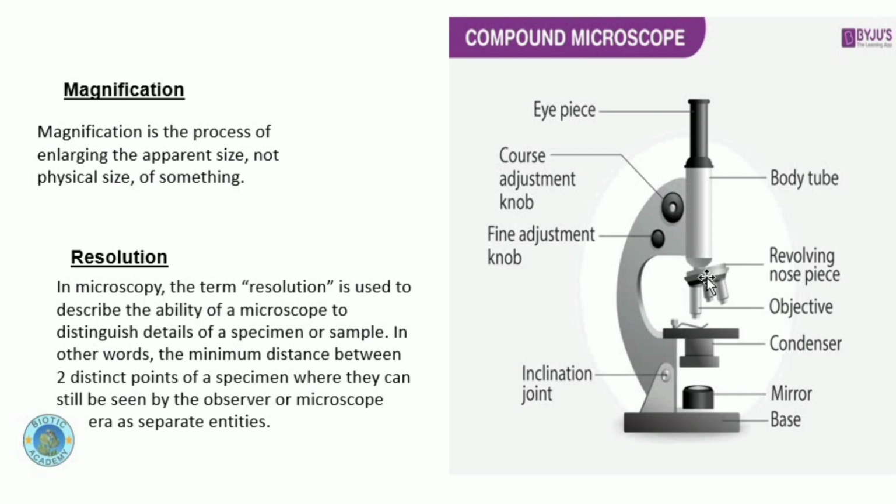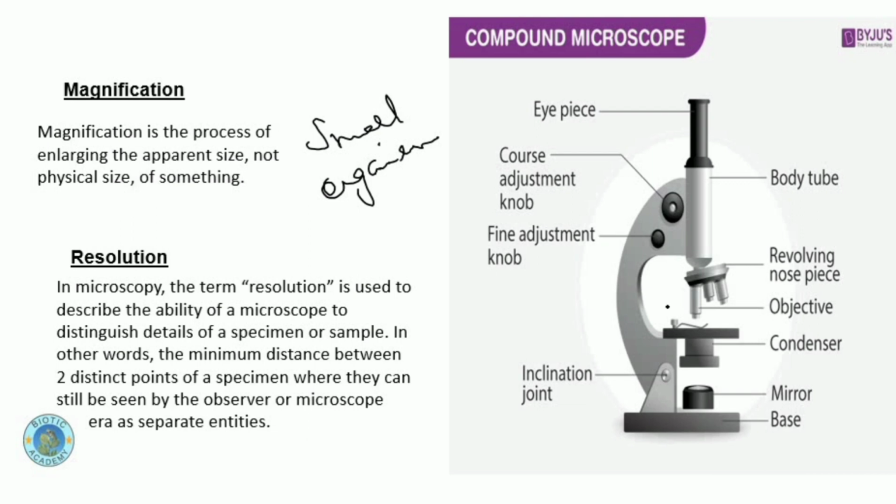You all must have seen this diagram of the microscope, and you must know about its function. What is a microscope and how does it work? A microscope is basically an optical instrument which is used to observe organisms which are not visible with the naked eye. It means small organisms can be seen with the help of this microscope.